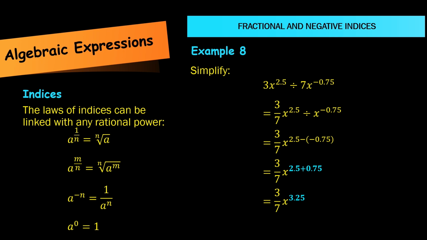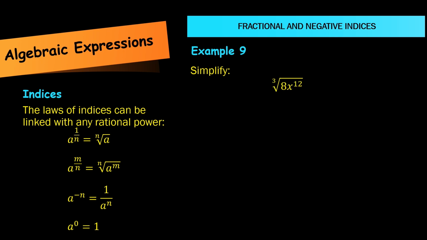Now let's simplify the expression shown. We can raise the contents of the cube root to 1/3. So now we have 8 to the power 1/3 times x to the 12 to the power 1/3. And of course tidying up.